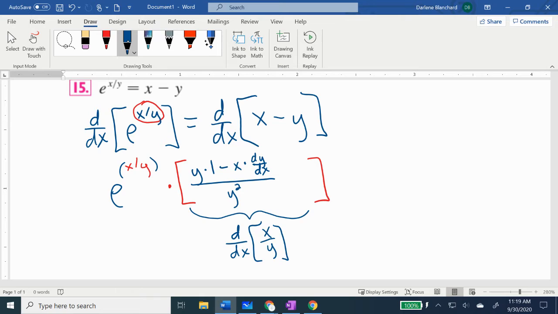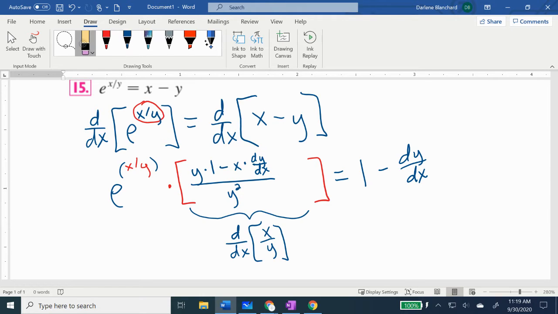On the other side, I'm taking the derivative with respect to x of x minus y, separately differentiate over the subtraction. Derivative of x with respect to x is 1, minus derivative of y with respect to x is dy/dx.